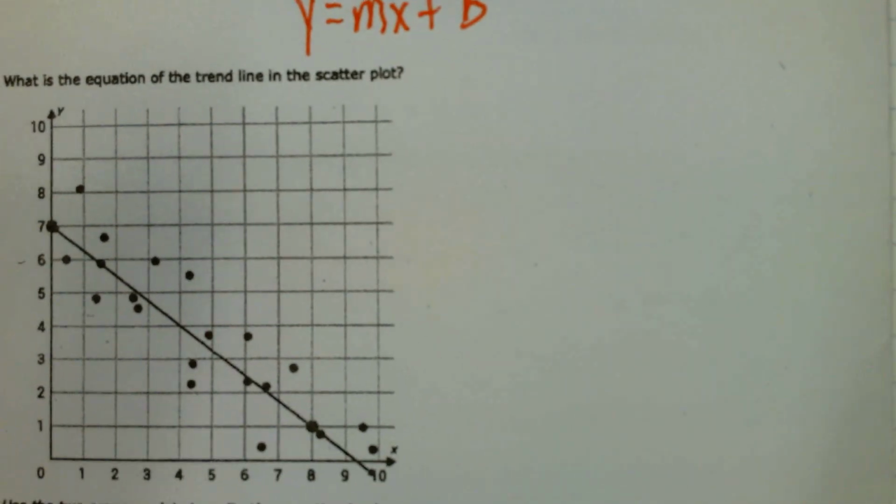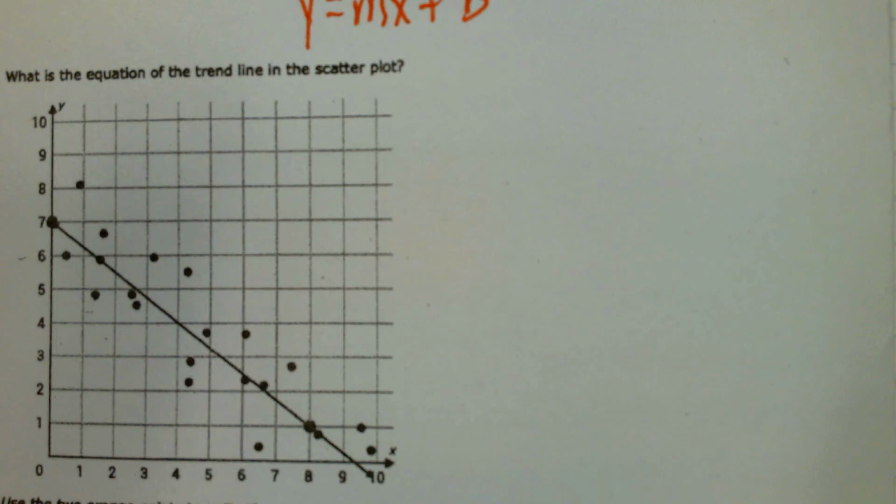There's going to be two possible situations. And we'll look at the easier one first. So the easiest one is when you know the y-intercept right away.